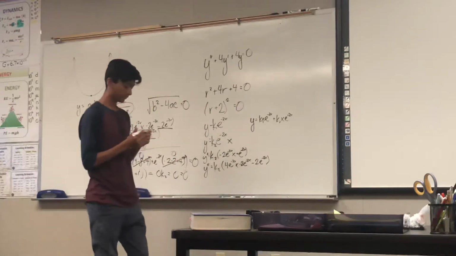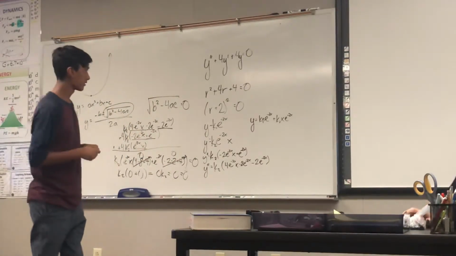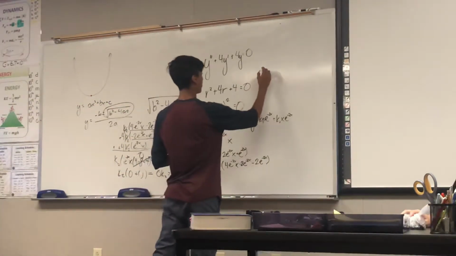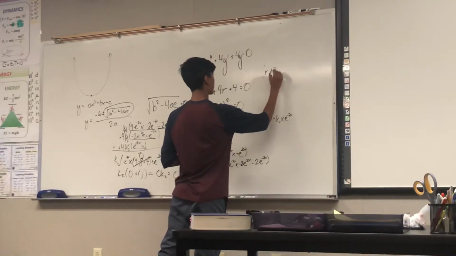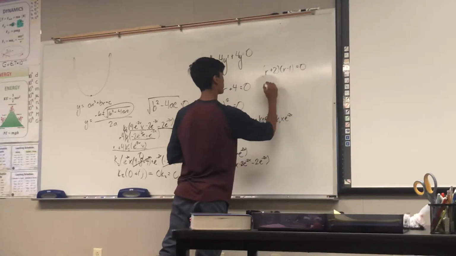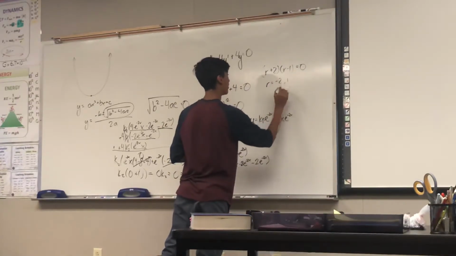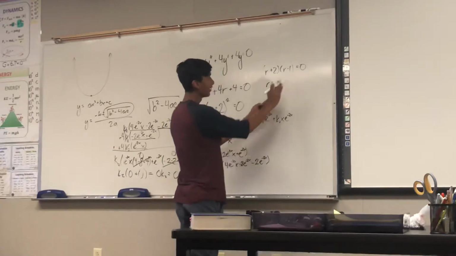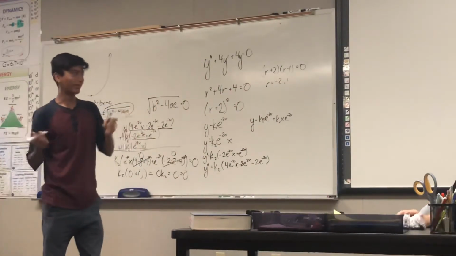Oh. That's like saying, if you had, I don't know, r plus 2 and then r minus 1. So r equals -2 and 1. You can't just hide the 1. The 1's always there. You can't just get rid of it.